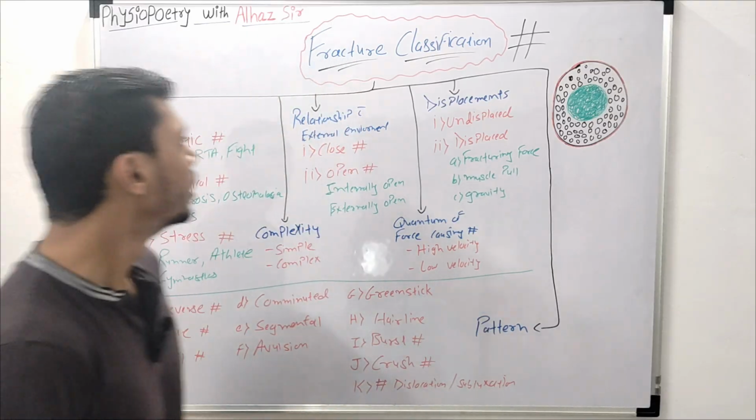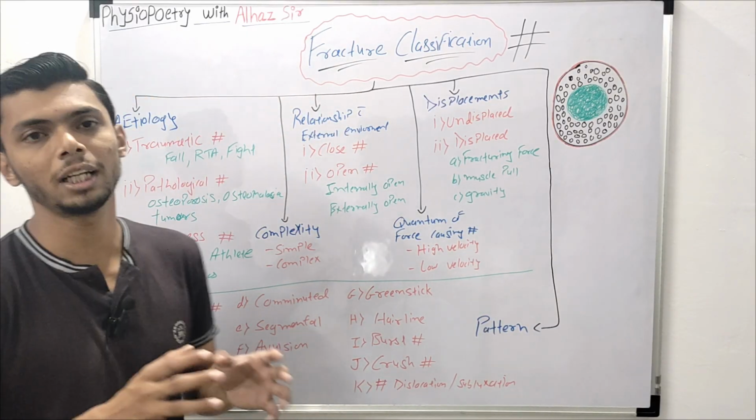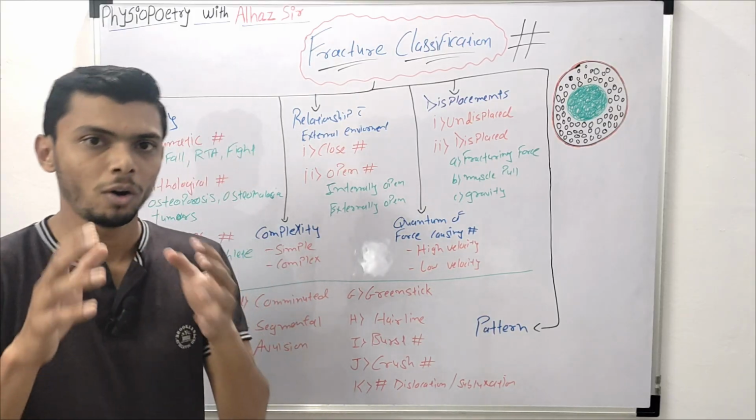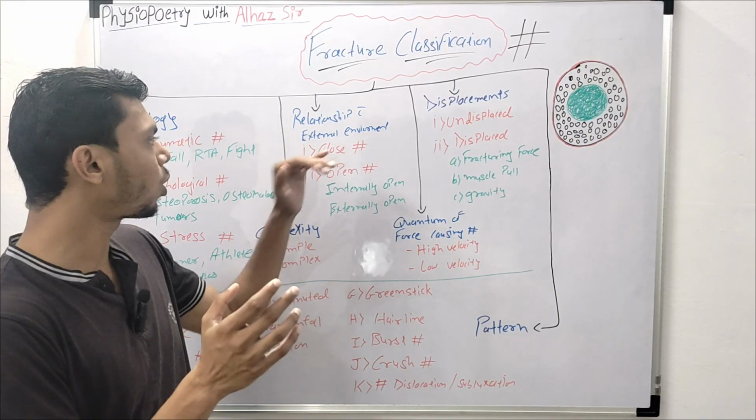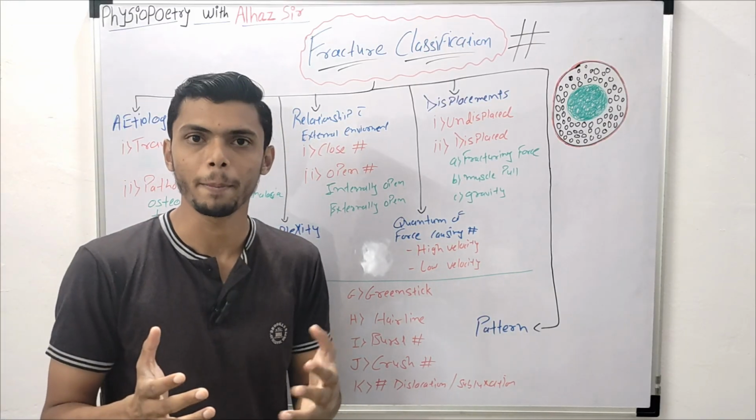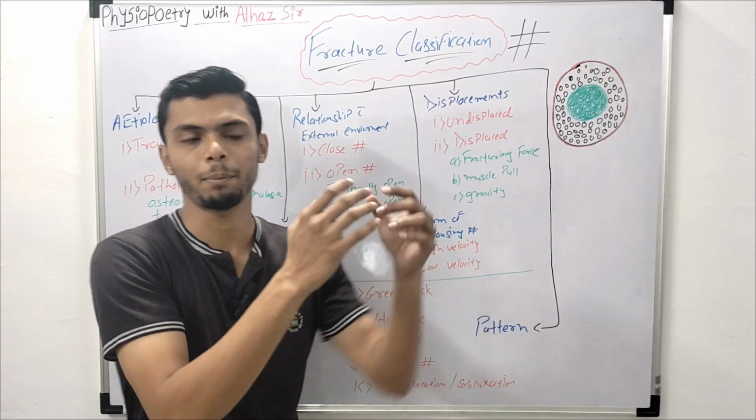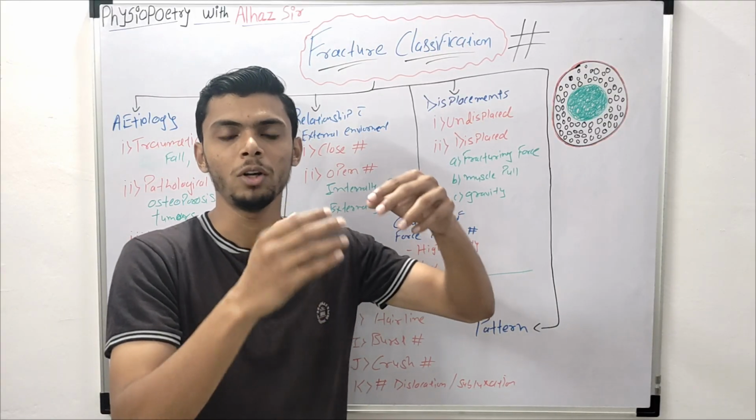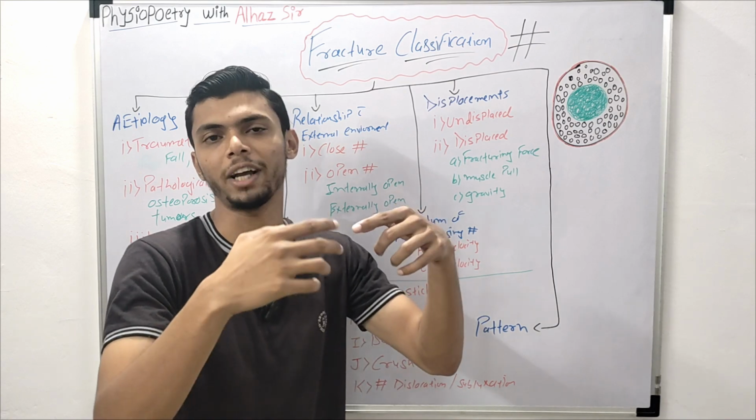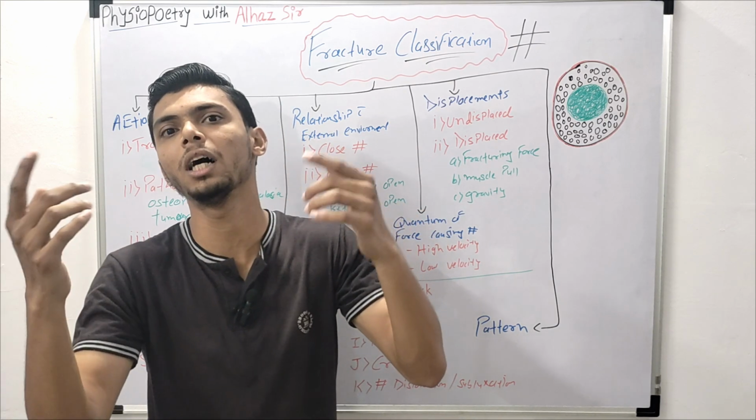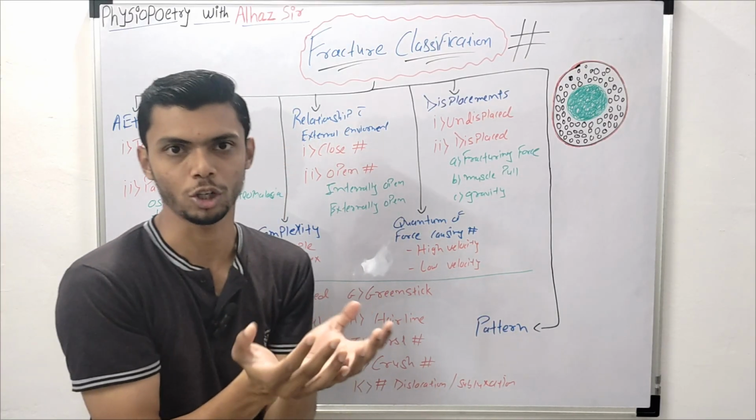Moving forward, according to the relationship with the external environment. When we talk about the external environment, it can be either closed or open. So what does it mean? Suppose a fracture has happened. If the outer skin is intact and the fracture is not in contact with the outer environment, it's a closed fracture.